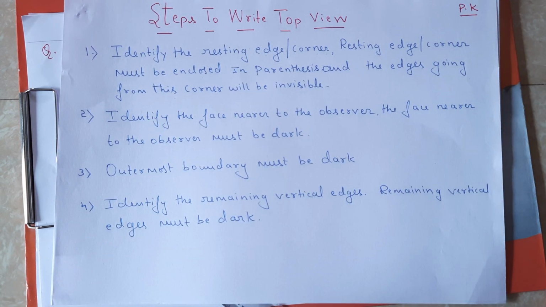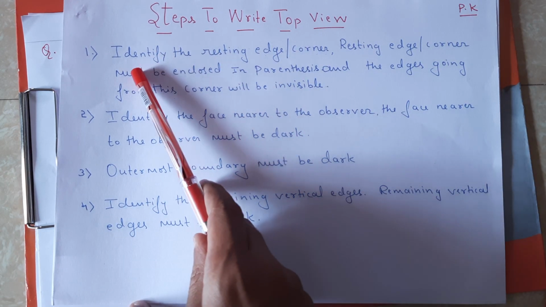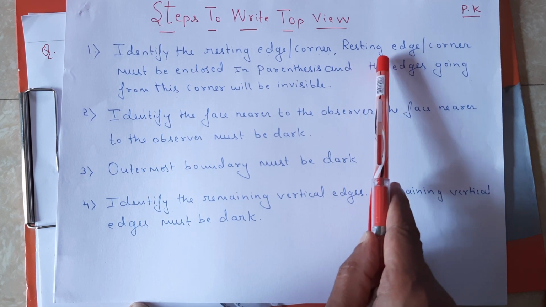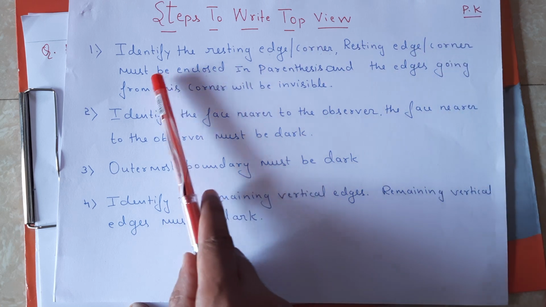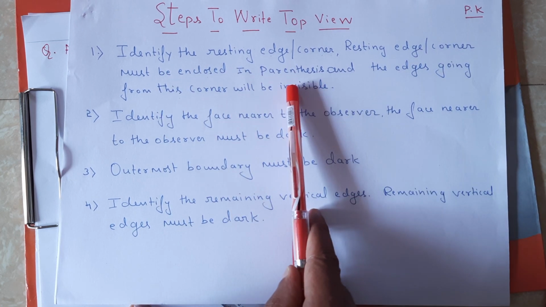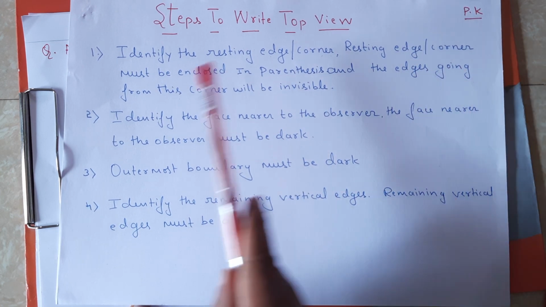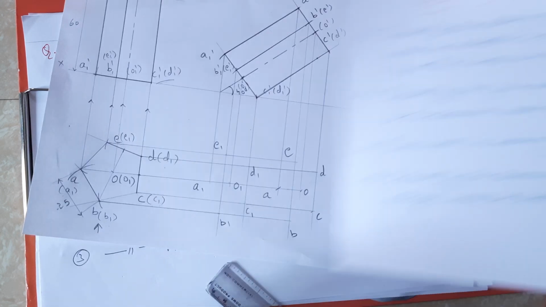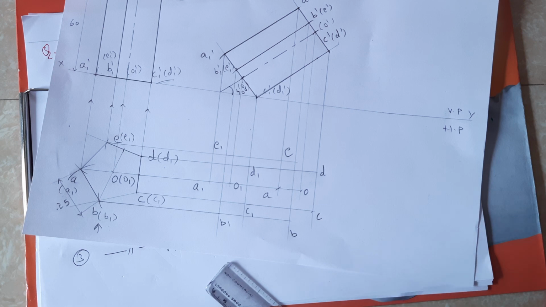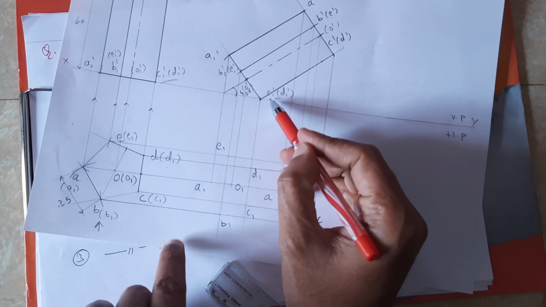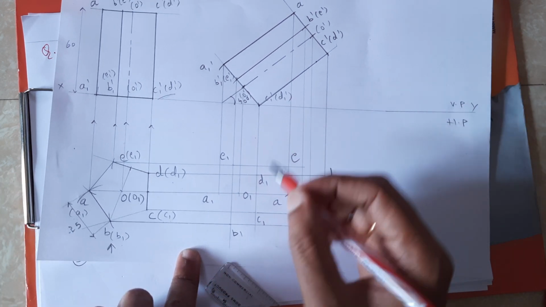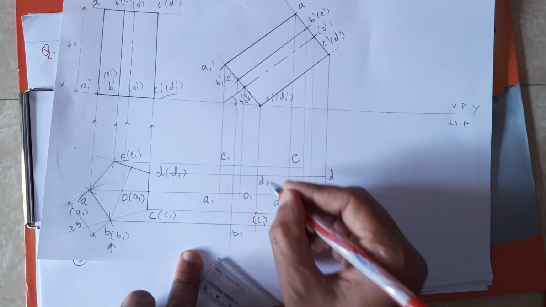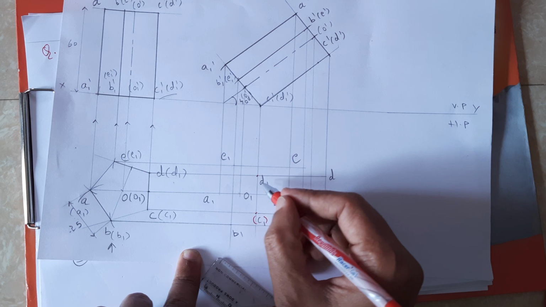Okay. So steps to write top view. So what is the first step? Identify the resting edge or corner. Resting edge or corner must be enclosed in parentheses and the edges going from these corners will be invisible. So this is step number 1. As per this step, resting corner, it is resting on C1 dash and D1 dash. So these two must be in parenthesis, right? So these two must be parenthesis.